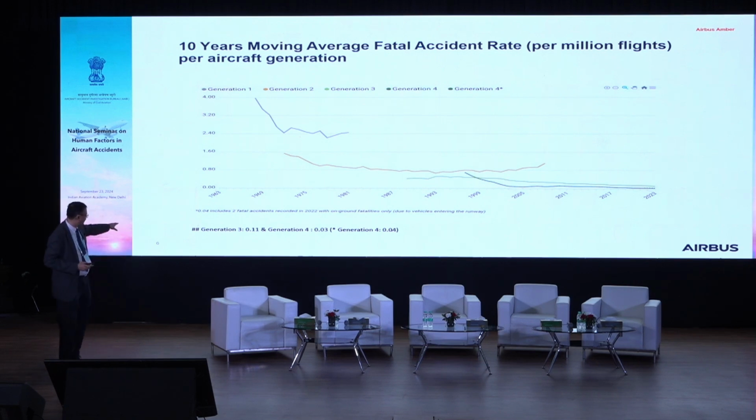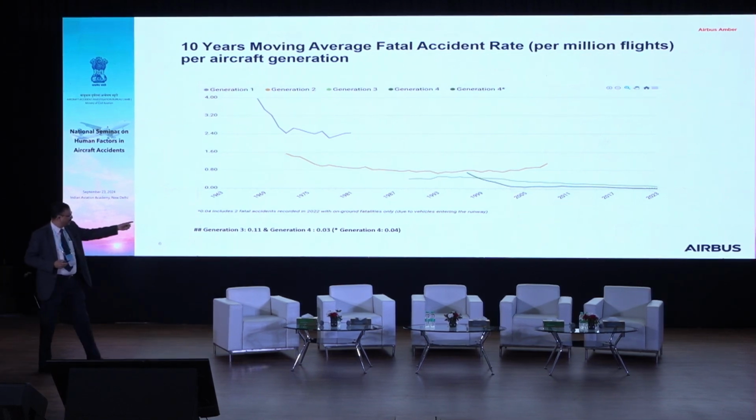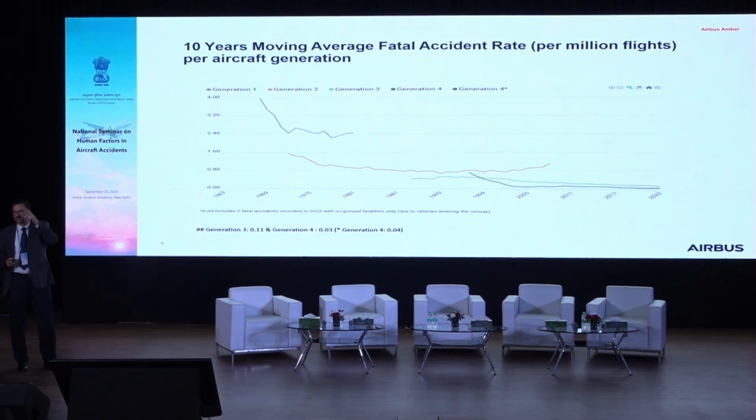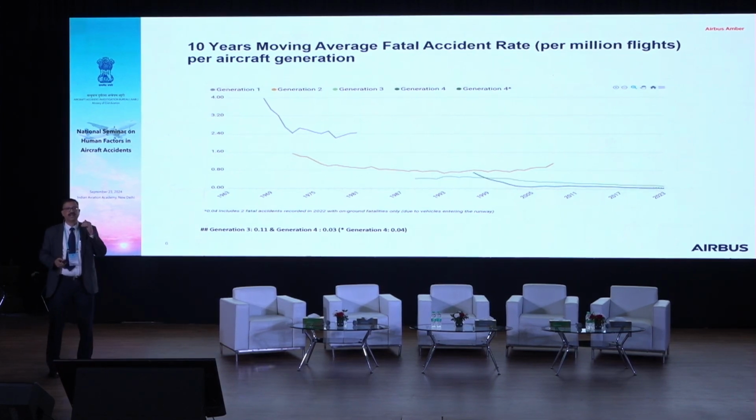And this is what I had mentioned, generation 3 and generation 4. You can see the difference of accident rates. Generation 3 is the one with glass cockpit which came in, which had alpha floor protection, and it is 0.11 accident rate. Whereas when it comes to generation 4, it is 0.03. But if I add those two accidents which I was referring to, it is basically 0.04. It clearly indicates that technology has made a difference and it has helped reduce the accident rates. So let's move forward.